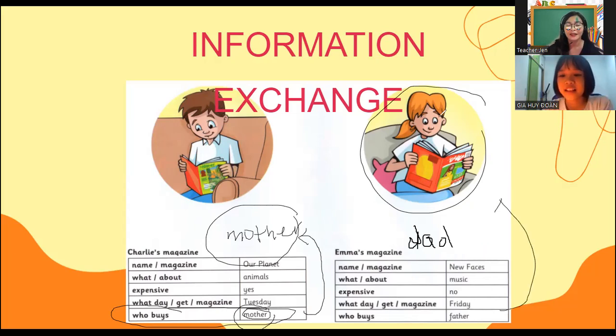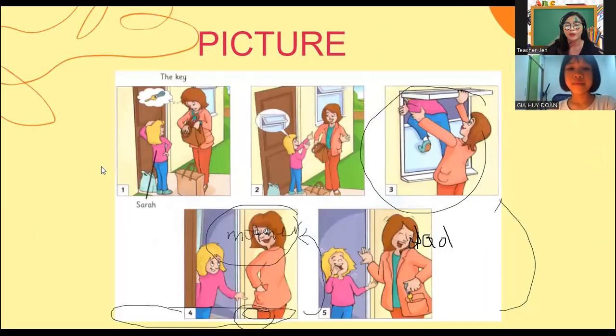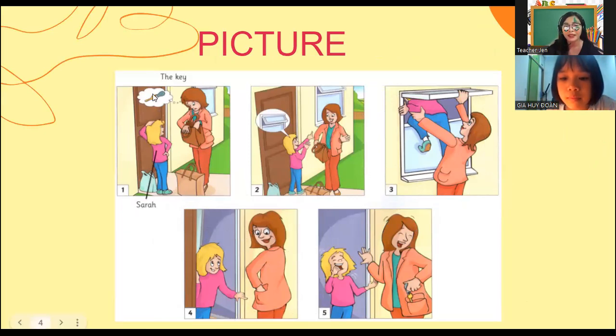Correct, Hannah. Now we will go. Okay, so in this part, we will have a picture story. So in picture one, what do you think? Okay, we have Sarah and her mom. Sarah and the key. Okay, what do you think is happening in number one?